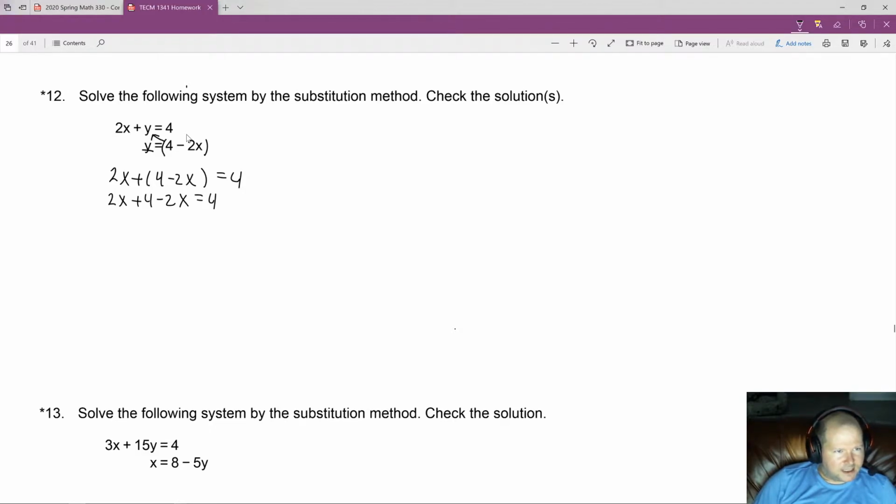We drop the parentheses, leaving us 2x plus 4 minus 2x equals 4. 2x minus 2x cancels out. 4 is equal to 4. That is true. If you ever get a constant equal to a constant, this is always true, which means these both have to be actually the same equation. We call this dependent. So these are dependent equations. Basically means these are actually the same equation.